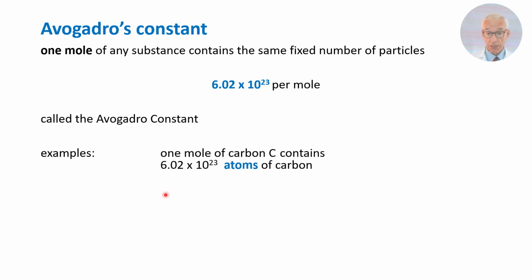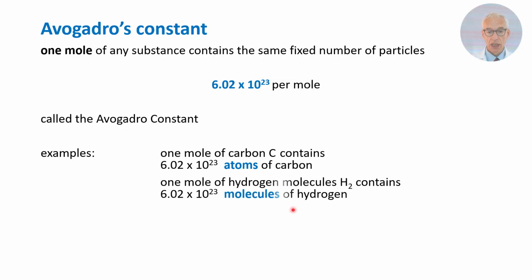So let's look at a couple of examples just to illuminate. 1 mole of carbon contains 6.02 times 10 to the 23 atoms of carbon. 1 mole of hydrogen molecules contains 6.02 times 10 to the 23, that is Avogadro's constant, 6.02 times 10 to the 23 molecules of hydrogen.